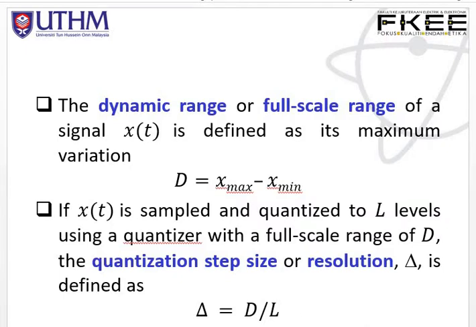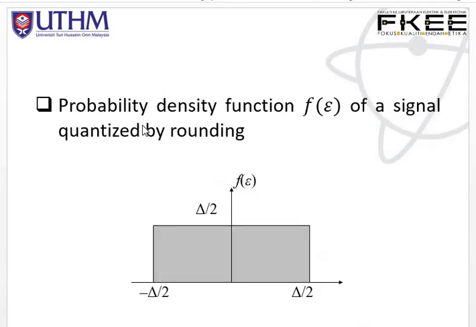Let's say if L is large, the error is likely to take on any value between negative delta over 2 and delta over 2. Delta is the resolution. So this is the probability density function of a signal quantized by rounding.